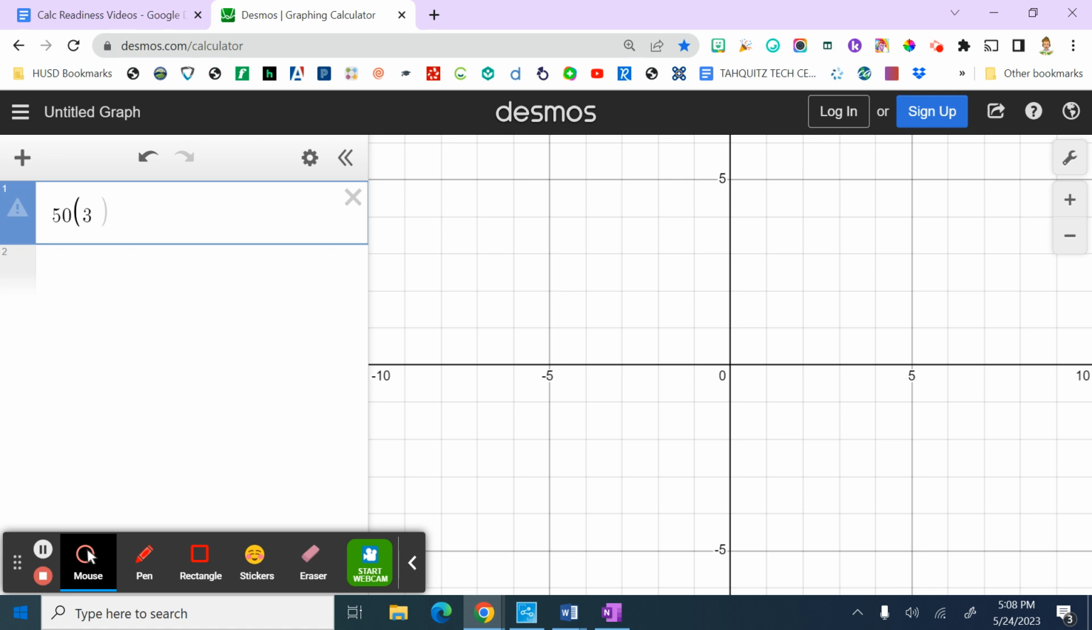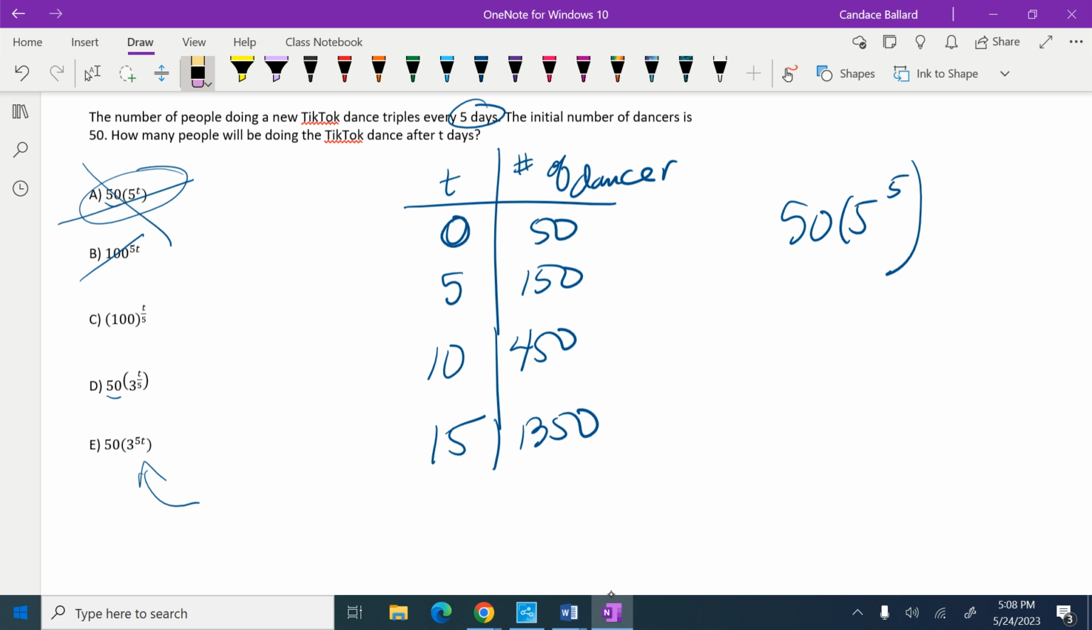So now I'm going to do the one with t divided by 5. Oh, look at that. There's our 150. I wonder what happens if we put 10 in for our next number. Oh, look, we got the 450. If I put in the 15, we got the 1350. So it's got to be this one right here by process of elimination.